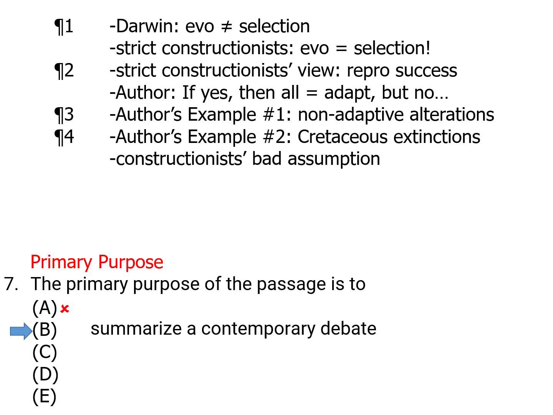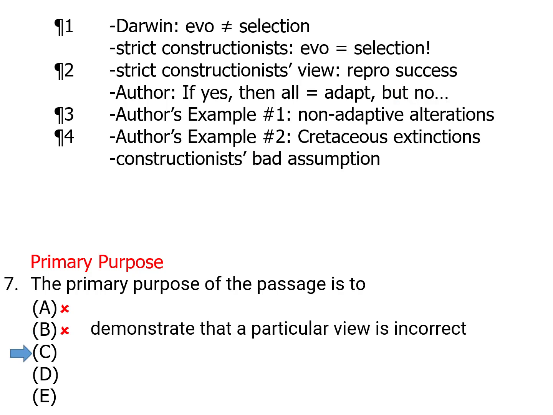Summarize a contemporary debate. This is almost what we want, but the author isn't just summarizing. The author is taking a stand. One side's right and the other side is wrong. So answer choice C, demonstrate that a particular view is incorrect. Yeah. The particular view, that's the strict constructionists. The author is trying to show that they're wrong. So C is what we wanted.